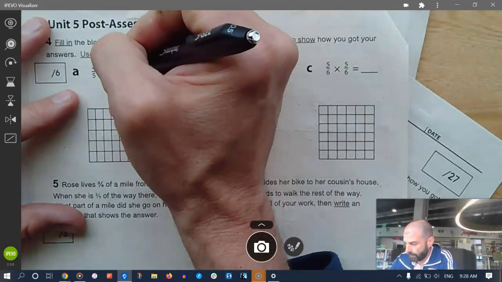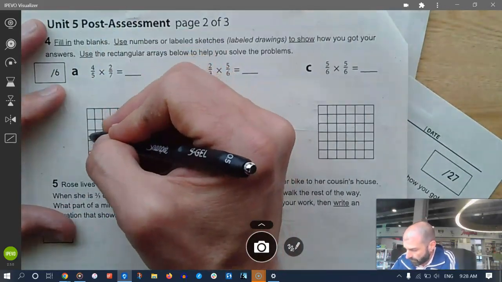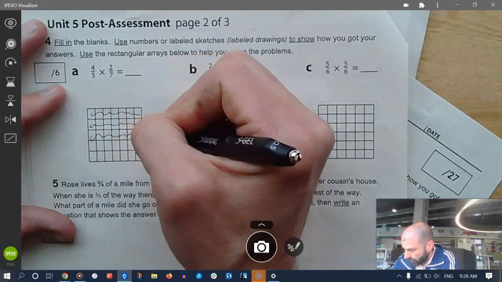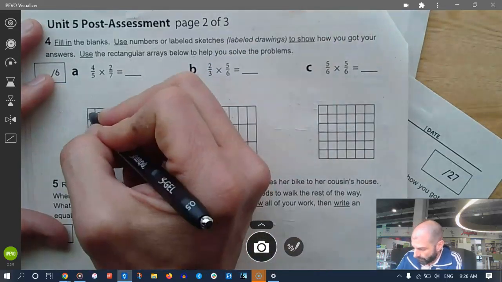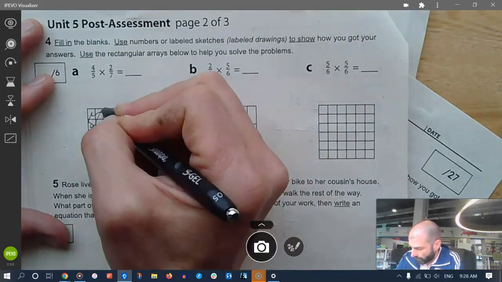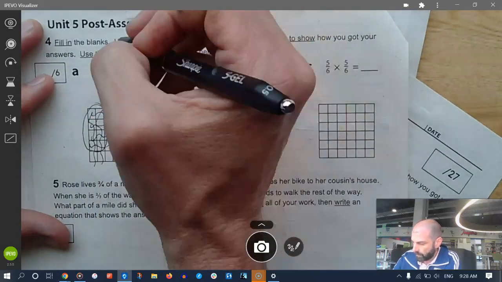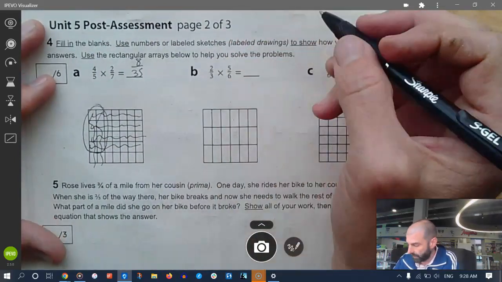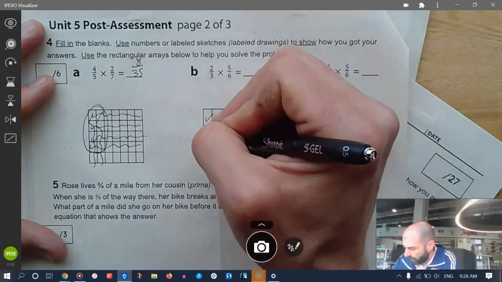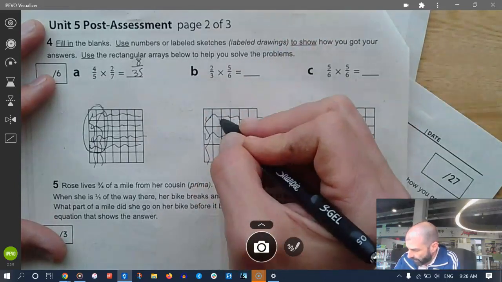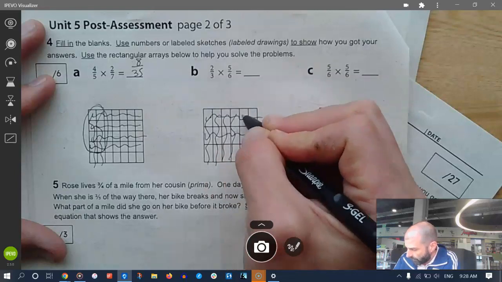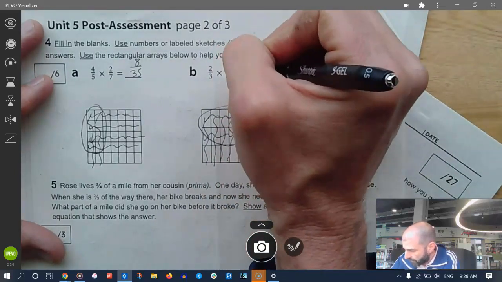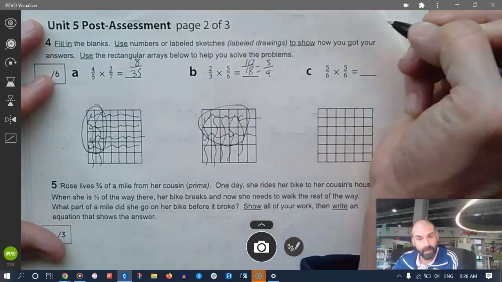So 4/5 times 2/7. This is 1, 2, 3, 4, 5. So 4/5, 1, 2, 3, 4 by 2/7, 1, 2. So it's this right here, which is 8 out of 35. All right, cool. 2/3 times 5/6, I'm looking at this right here, which is 10/18. I could simplify that to 5/9. I do not have to.